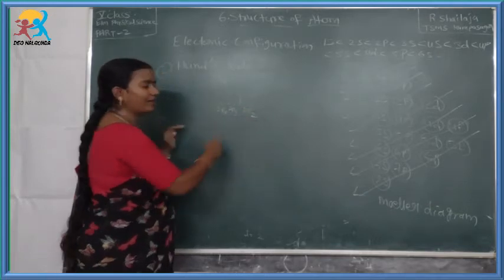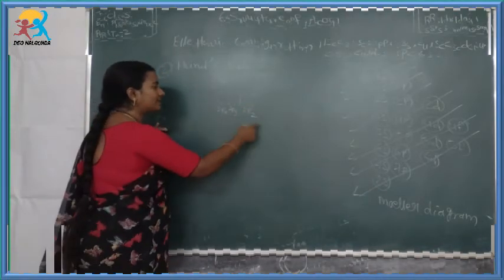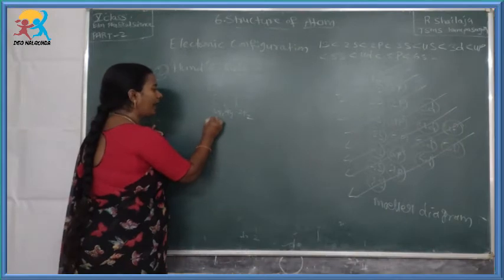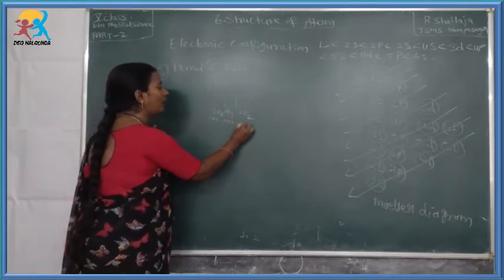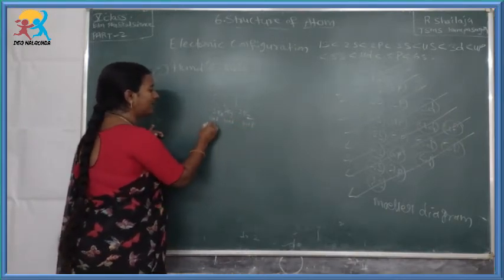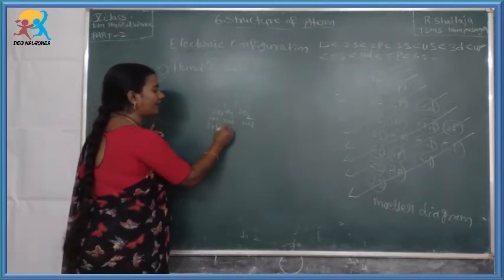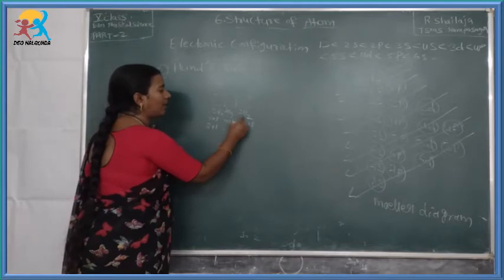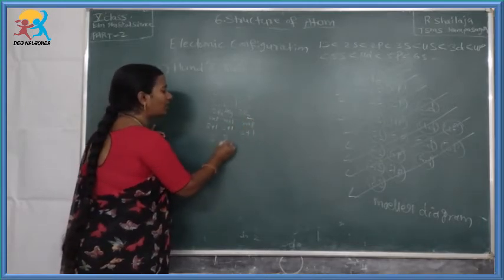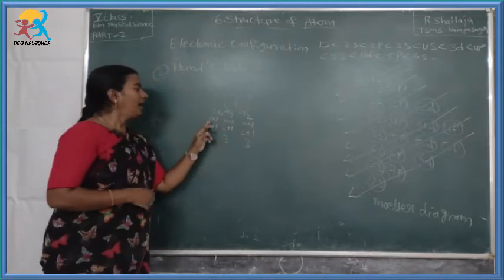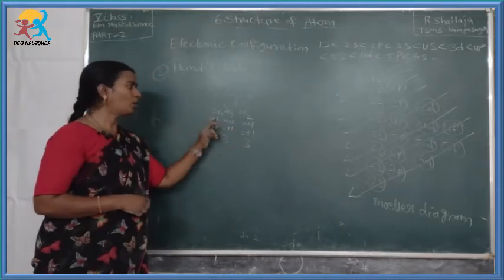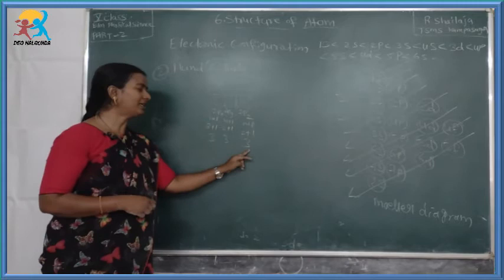Okay, 2px, 2py, 2pz, 3 orbitals are there. In these 3 orbitals, see the n plus L value. For n plus L, n is the second shell, 2, and p orbital is 1. So all 3 values are the same. The n plus L value is 3. All these 3 orbitals have n plus L value 3.